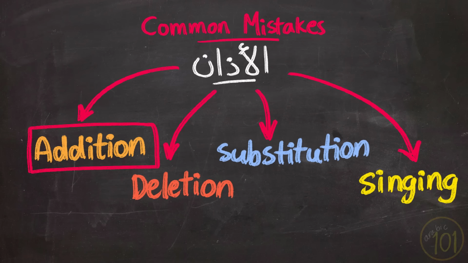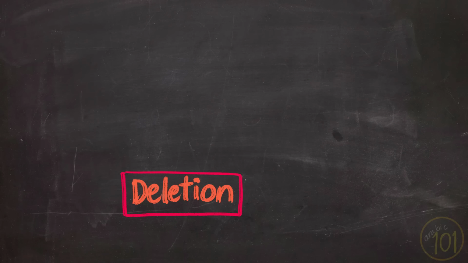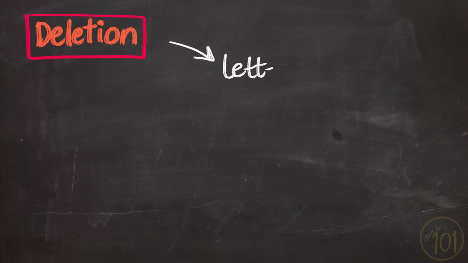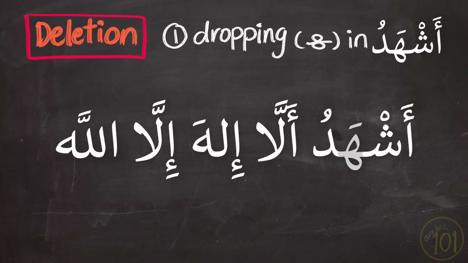Moving on to the second type of mistakes, which is deletion. And this type of mistakes refers to the deletion or dropping of letters or harakat in words of the adhan. The most famous one is dropping the ha in the shahada and saying Ashhadu an la ilaa illallah. And that mistake does change the meaning as well. Instead, you should make sure that the ha is pronounced fully. Ashhadu an la ilaha illallah.